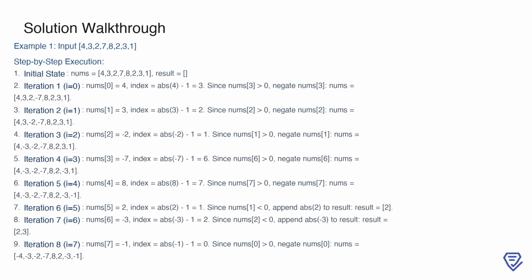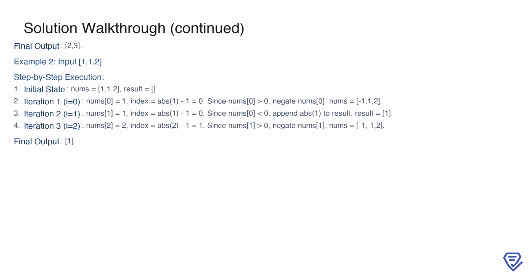Finally, for -1, we mark it by negating nums[0], leaving us with the array -4 -3 -2 -7 8 2 -3 -1. The result list now contains 2 3. After completing the iterations for the first example, the final output is 2 3.